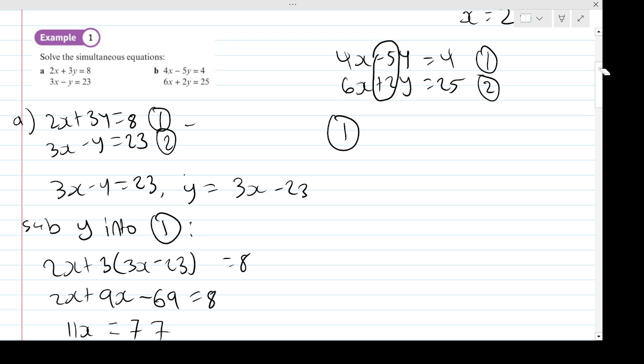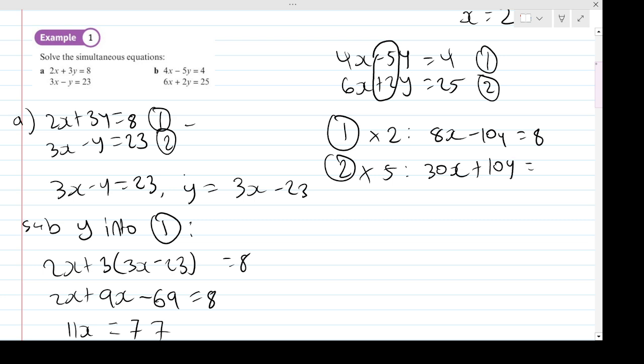So I'm going to times the first equation by 2. Then I'm going to get 8x minus 10y is 8. And I'm going to times the second equation by 5, right? So then 6 times 5 is 30x, and 2y goes to 10y equals 125. And now we've got matching coefficients for y, which allows us to very easily add or take them away to get rid of the y. Okay, cool.